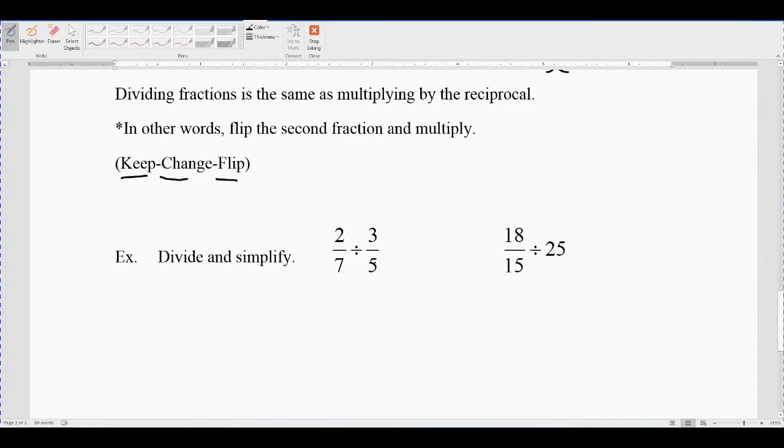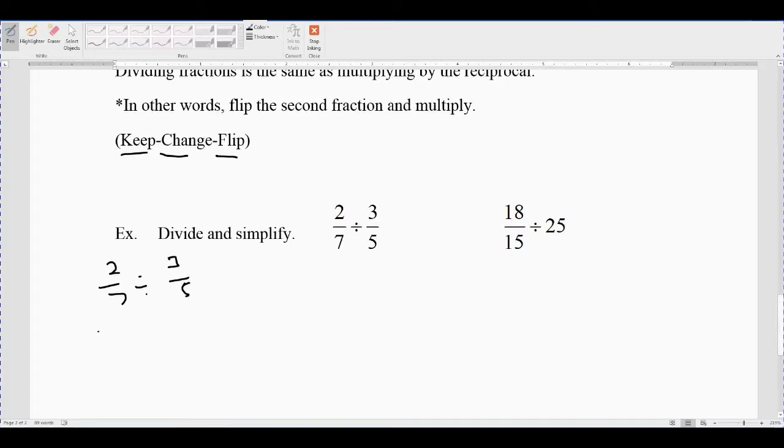So let's do a couple of examples. So 2/7 divided by 3/5. We're going to keep the 2/7. We're going to change the division to multiplication. We're going to flip the 3/5 to 5 over 3. And then we're going to multiply straight across because nothing reduces. We're now following the same rules for multiplication. 2 times 5 is 10. 7 times 3 is 21.